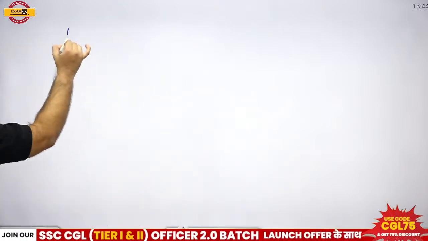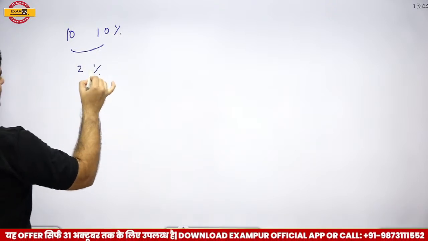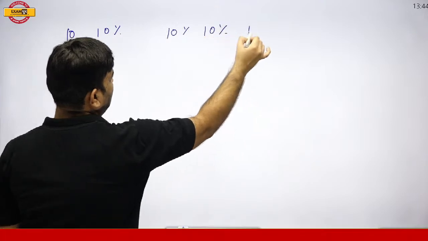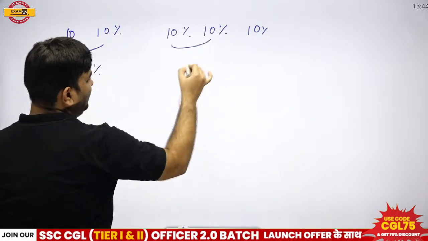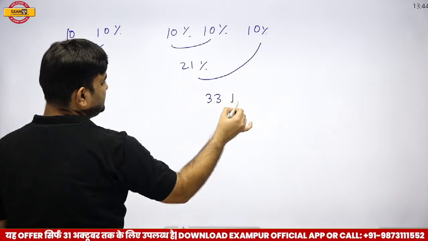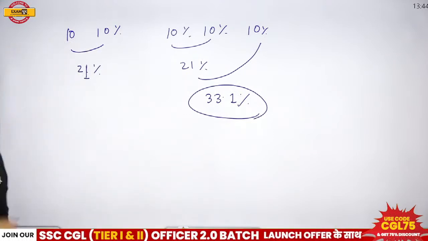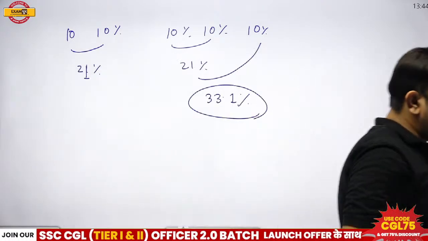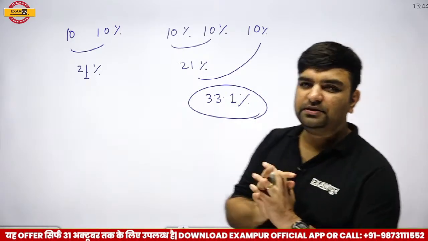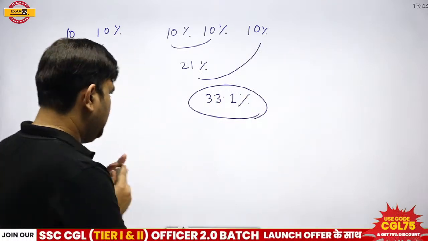What are the other values which we require to know? The effective of 10 and 10 is 21. Effective of 10, 10 and 10: 10 and 10 is 21, and 21 and 10 is 33.1%. So these are some effective results which we should be remembering every time. These are some standard results which we will be remembering most of the times.